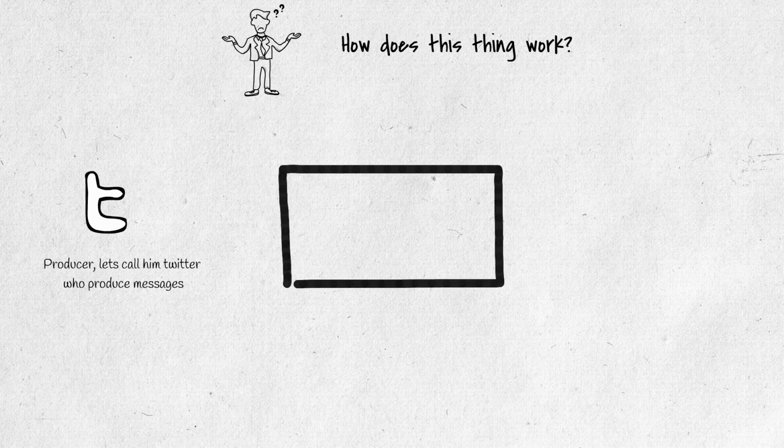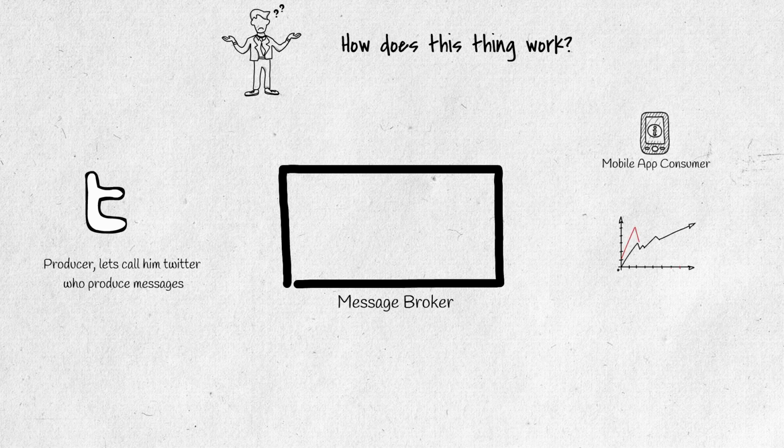We have a producer, the Twitter application, which sends messages as and when users post them. Then we have a message broker which receives messages and stores them. On the other side, we have two consumer applications. The first one is a mobile app and the second one is an analytics app. Both need messages from the Twitter app.